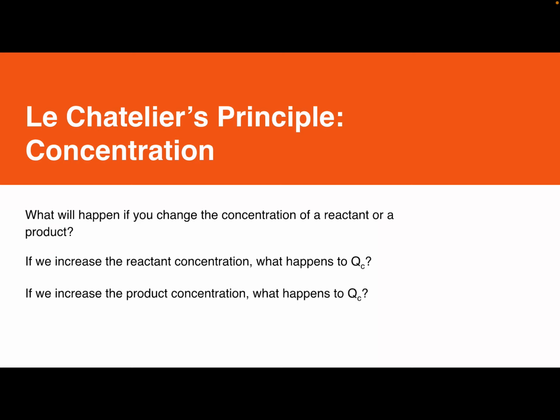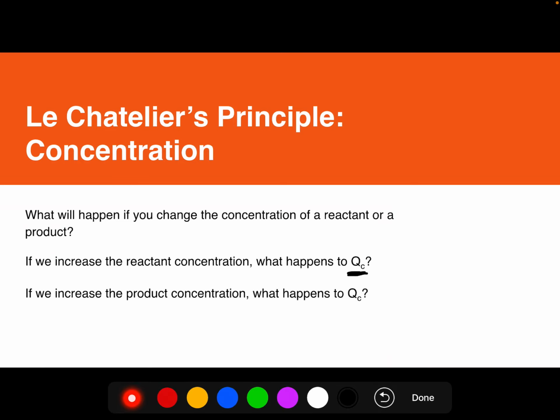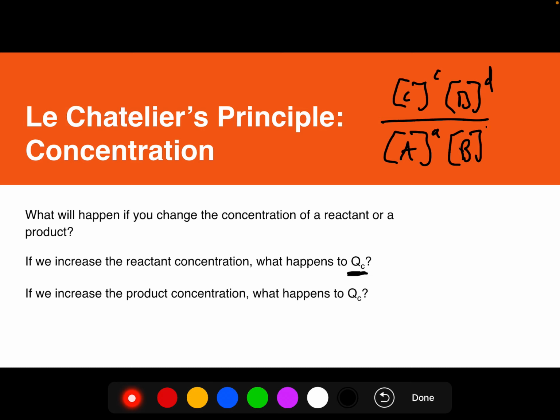The first thing I want to look at is concentration. What happens if we reach equilibrium and then we change the concentration of a reactant or a product? Well, think about this. If we have something at equilibrium and we increase the reactant concentration, now we're not at equilibrium anymore, so we're talking about Q here. Since Q is your products over your reactants, we've increased the reactant concentration. That means the bottom has gone up.